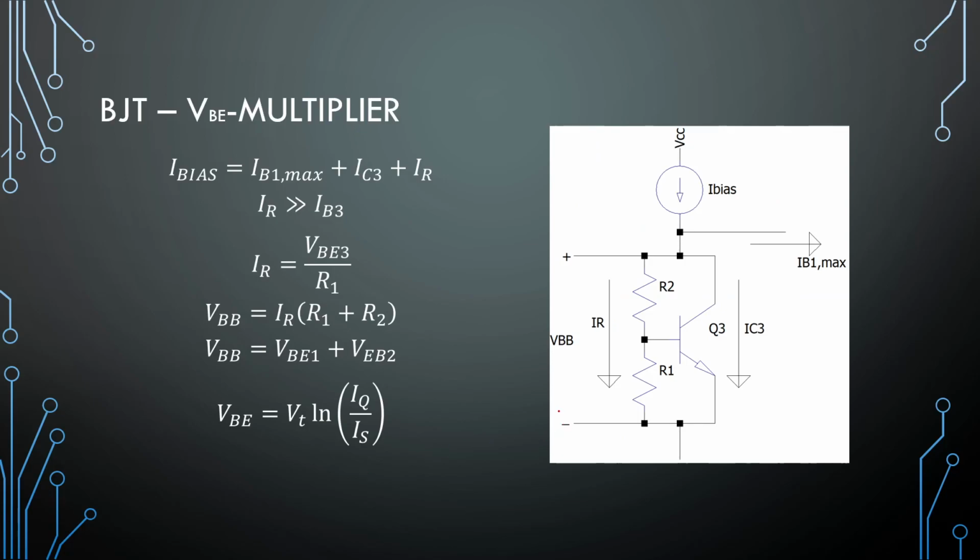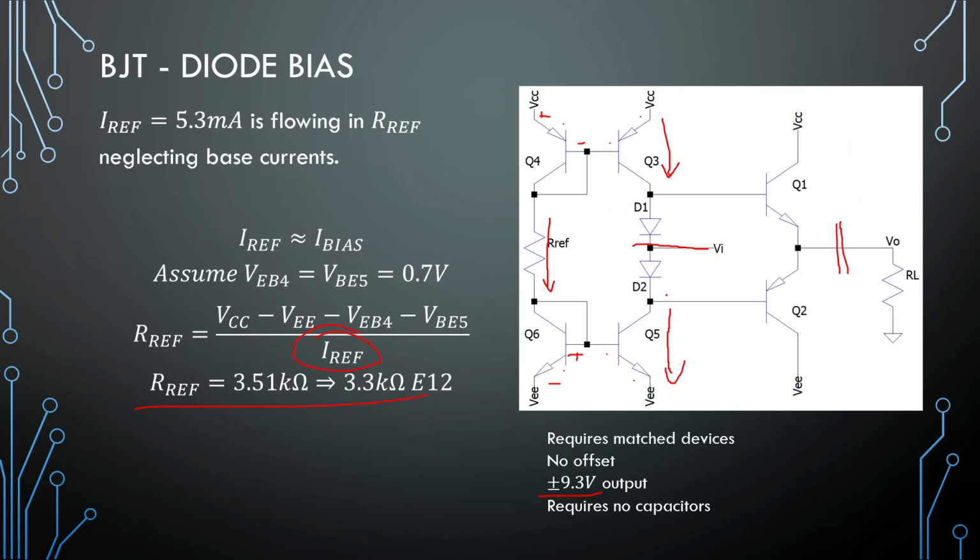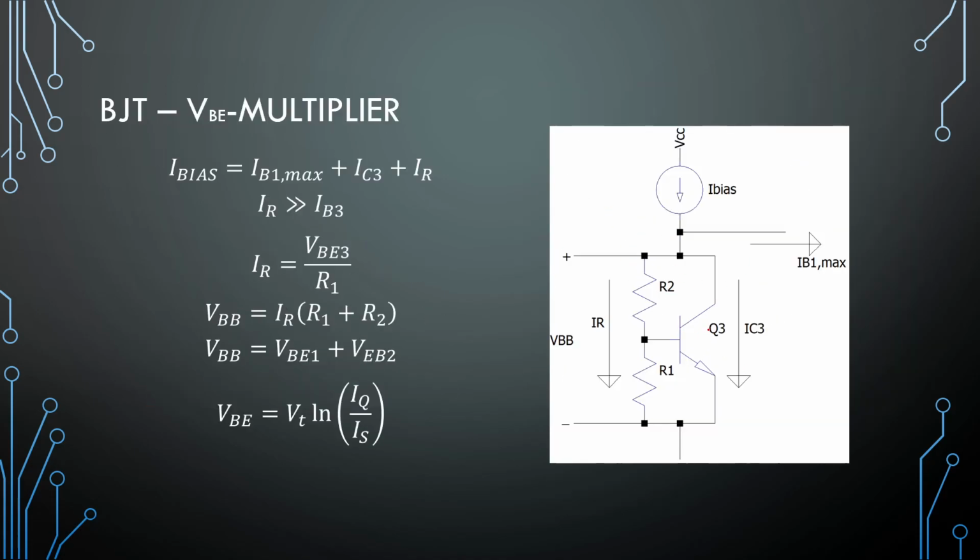The VBE multiplier is a circuit that we are going to use to replace our two diodes right here. So we can use the transistor in the same way. So we are going to require a current source again. And this current source, as usual, needs to supply our transistor and it needs to supply the VBE multiplier. Okay, so I bias is IB1 maximum plus the current flowing through the resistor plus the collector current of this transistor right here.